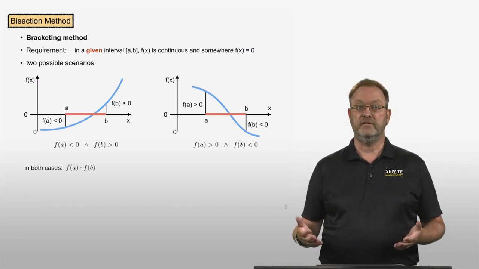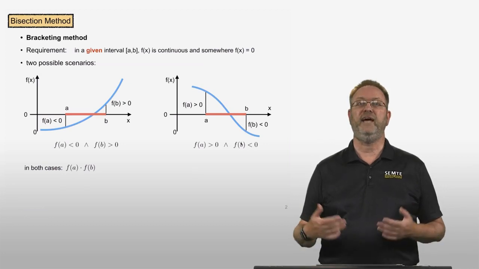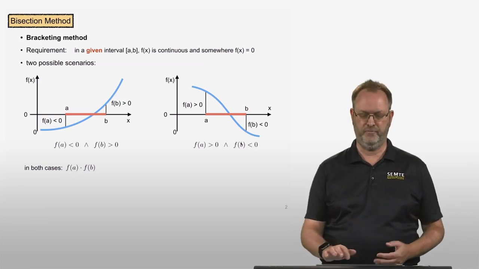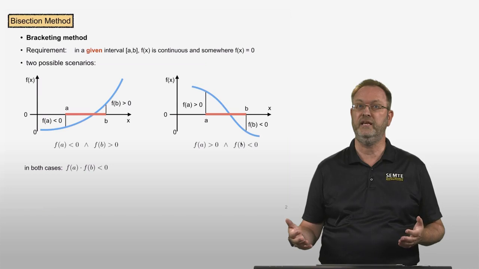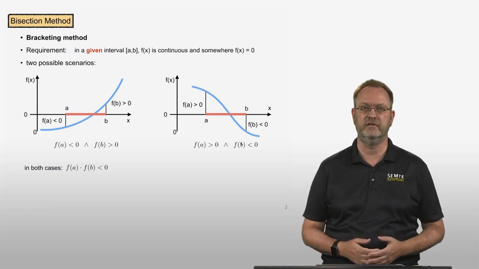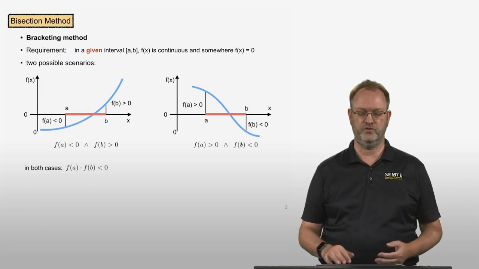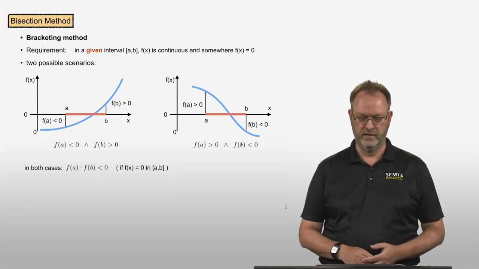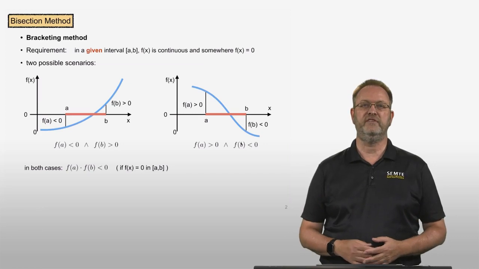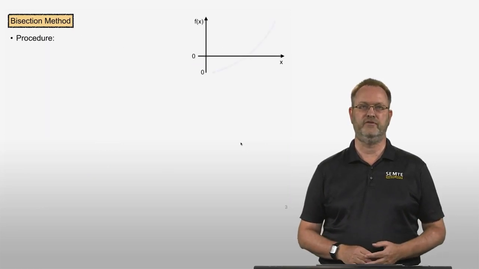But in both cases, if you look at the product of f of a times f of b, you'll notice that because of the sign change in the interval, the product of f of a times f of b will be guaranteed to be smaller than 0. Provided, of course, that there is a root in this interval from a to b.